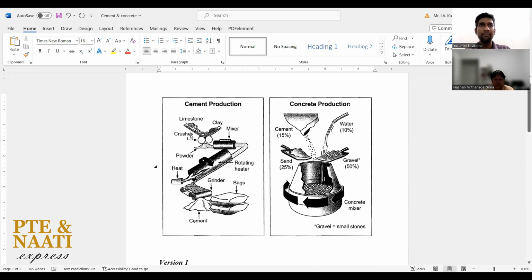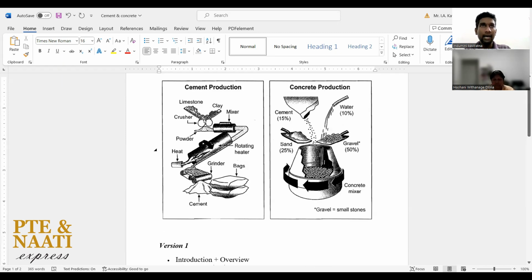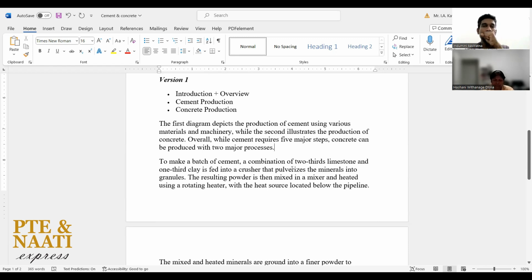Actually, this crushing process is considered as pulverizing minerals, because the limestone and the clay are going through a crusher, and a powder comes, and the powder goes into this mixture, with a rotating heater. That's what it actually describes. In other words, it pulverizes the minerals into granules, like small pieces. The resulting powder is then mixed in a mixture and heated using a rotating heater.